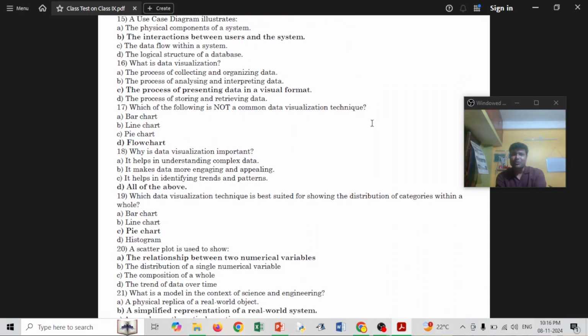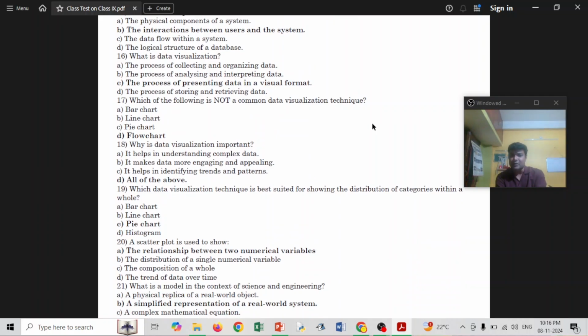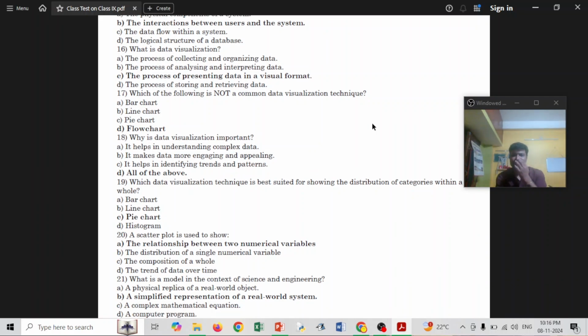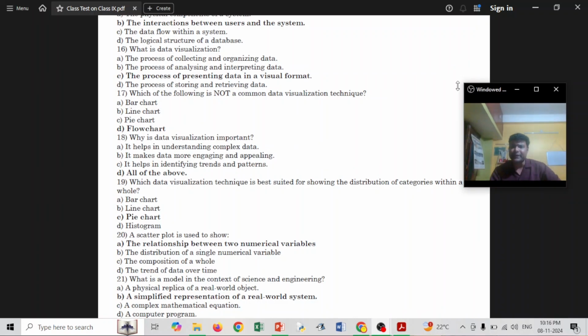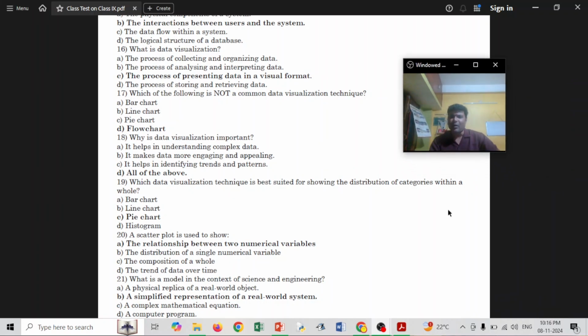And the 19th question is, which data visualization technique is best suited for showing the distribution of categories within a whole? Pie chart. A scatter plot is used to show the relationship between two numerical variables.